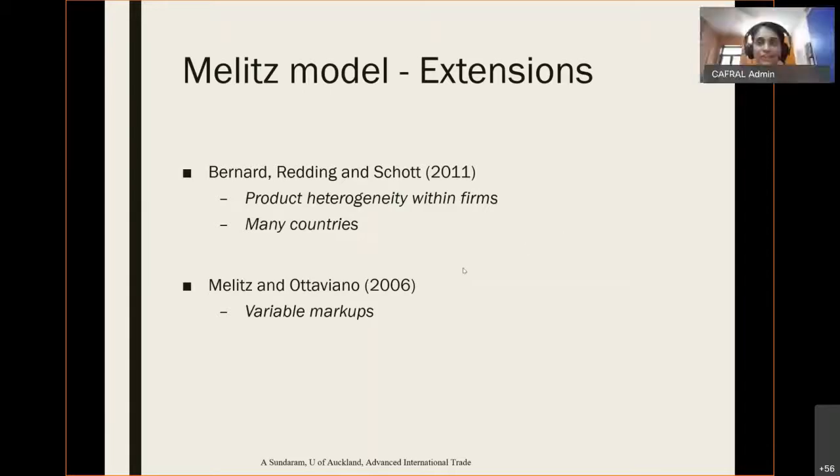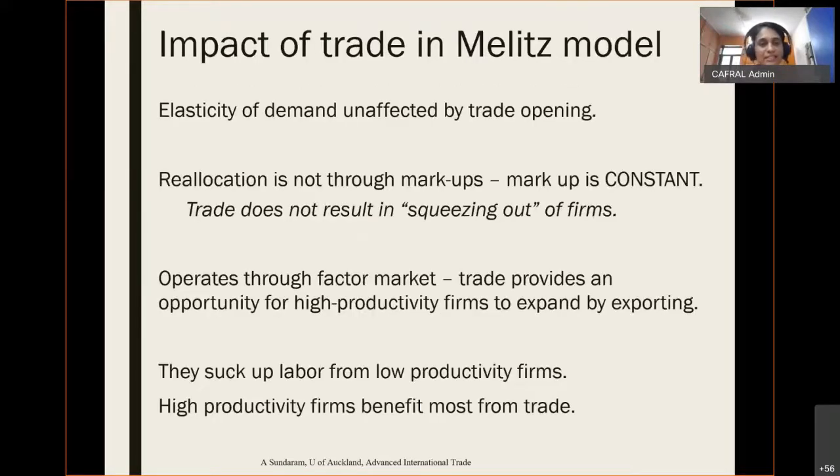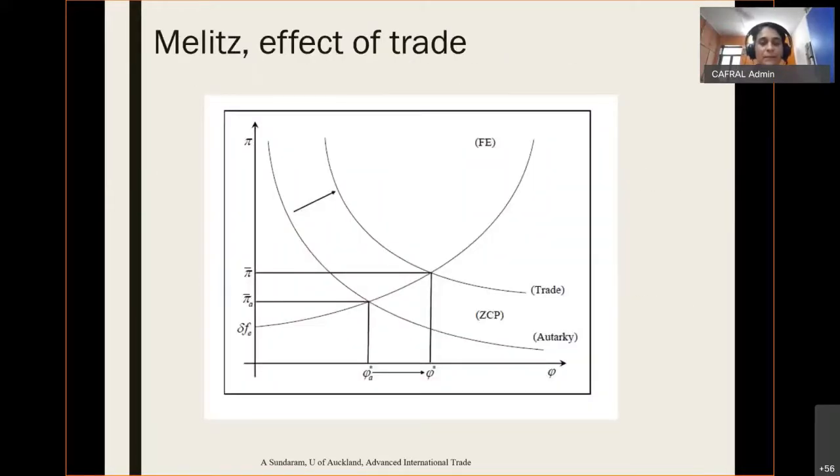Okay, so the reference for the Melitz model, unfortunately, is Melitz. So you're going to have to sit down with the paper. It takes a couple of attempts, but I think you can use the slides here to guide you, because the slides pick up the essential parts. But really, the reading for Melitz is Melitz.